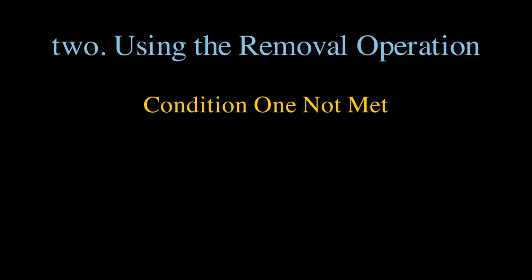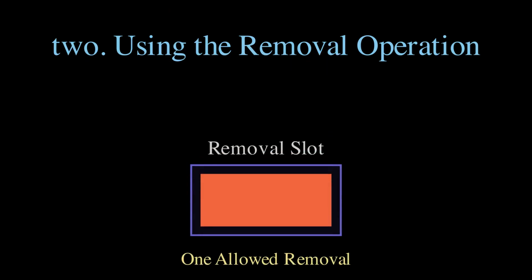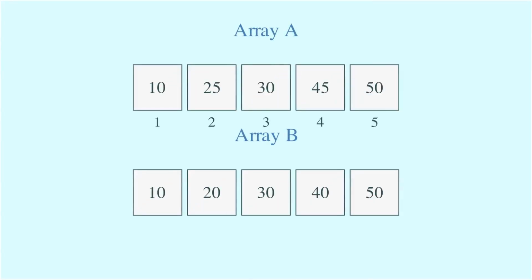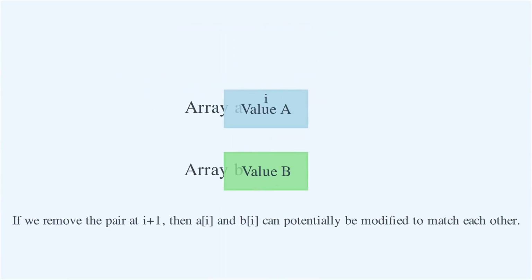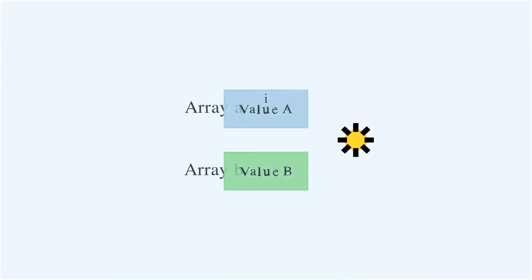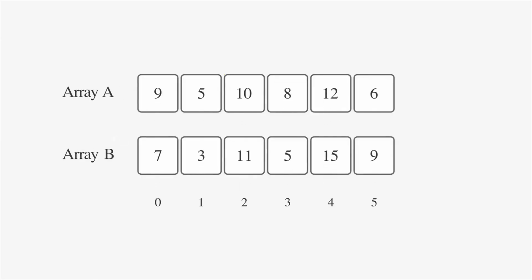Condition 2, using the removal operation. If condition 1 is not met, we consider using our one allowed removal. The solution focuses on removing index i plus 1 to enable a match at index i. If we remove the pair at i plus 1, then a_i and b_i can potentially be modified to match each other. This uses values from indices j where j is greater than i plus 1.